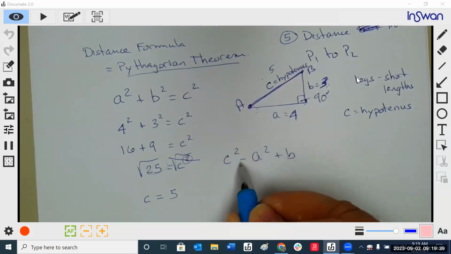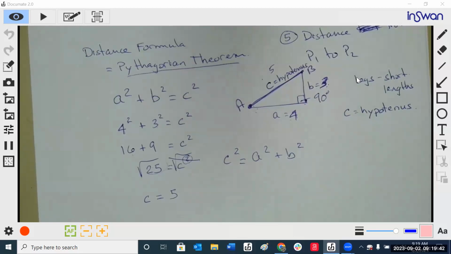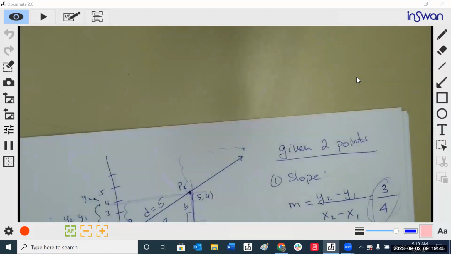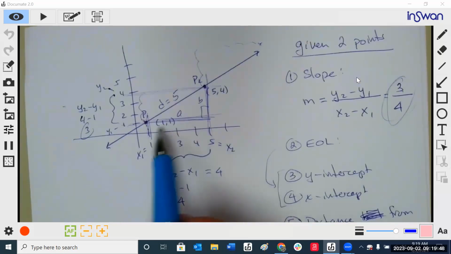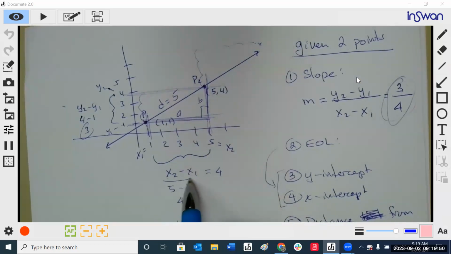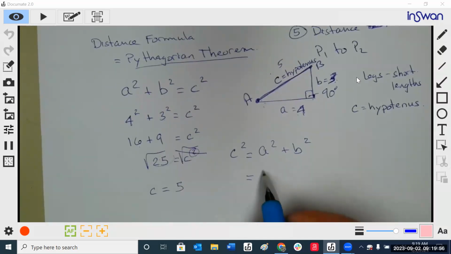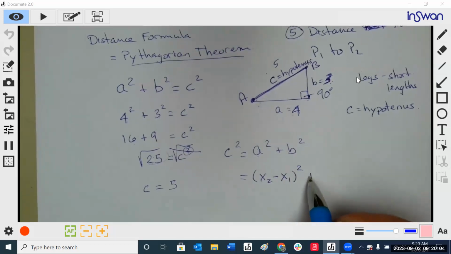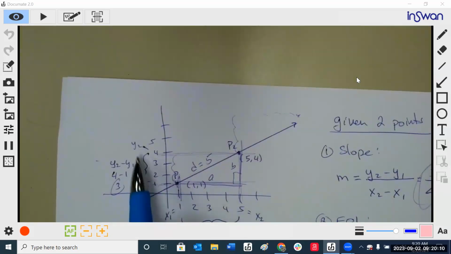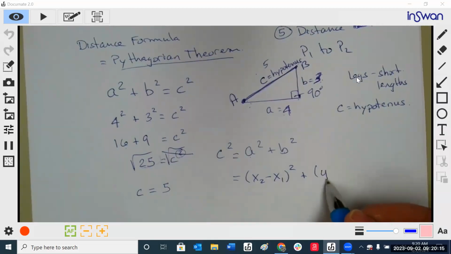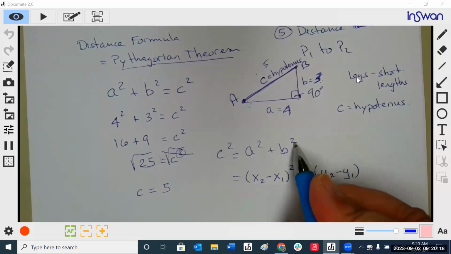You know, C squared equals A squared plus B squared. True? True. Remember, A was this horizontal length. Its formula is that. So that goes in place of A, x2 minus x1 squared. What goes in place of B? The vertical one, which is y2 minus y1 squared.